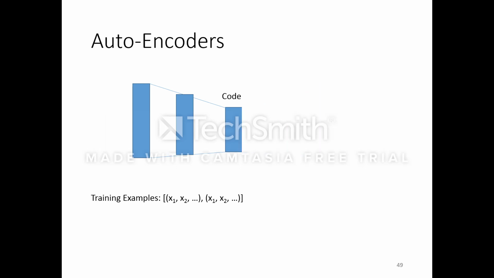Then you throw away the output part, everything after the code part, much like we did in the case of the word embedding network, and use the code layer as a compressed representation of the input. So after all this training over a bunch of vectors, you use this code representation for each vector as a compressed representation of the input.